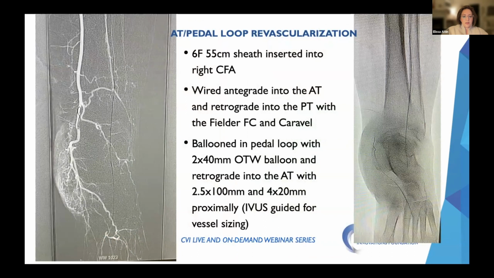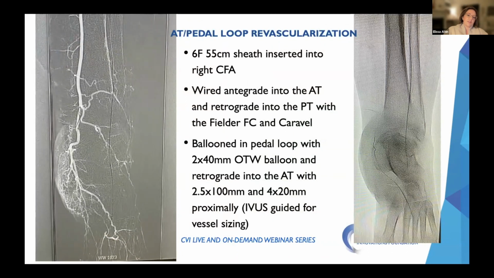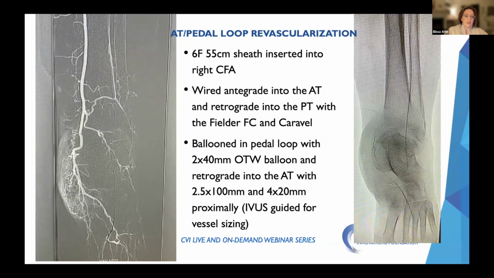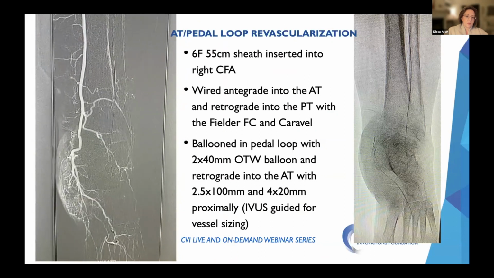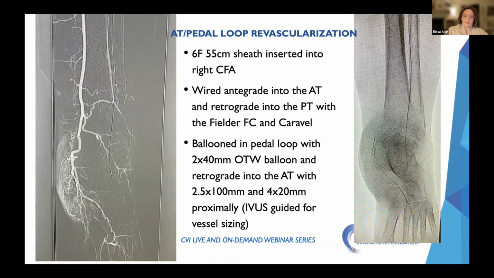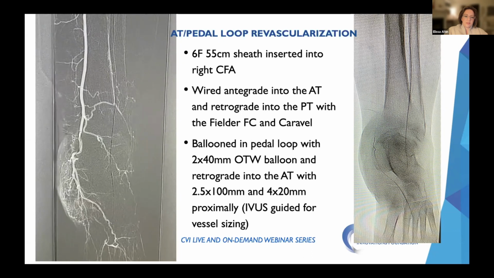So in this case, because of his heel ulceration and the chronic nature of this wound, we decided to do rather complete revascularization. So we first started by wiring antegrade into the AT and retrograde back into the PT with a Fielder and a Caravel support catheter.